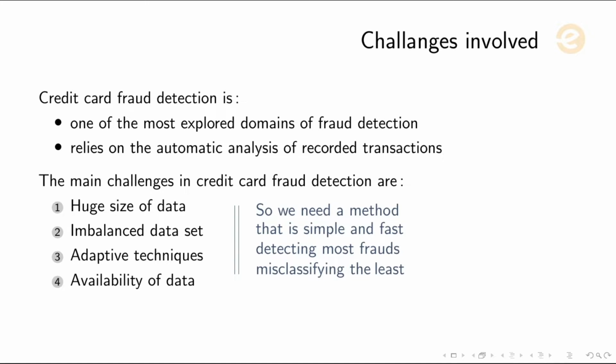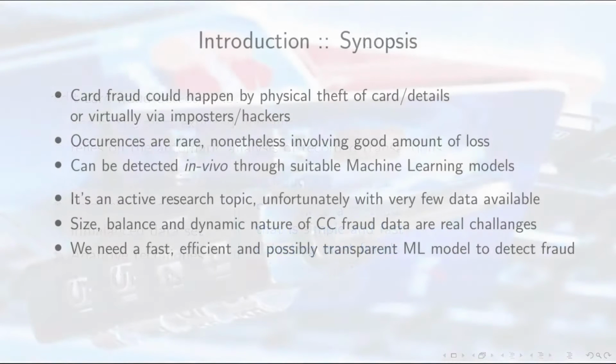And with that, we end our introductory section. A quick summary of what we learned here is that credit card frauds could happen in a variety of ways. It could be through theft, or through hacking, or through imposters calling you over the phone. The occurrences are rare, but still the amount involved is really great. So that gives us a motivation for building a very good model.